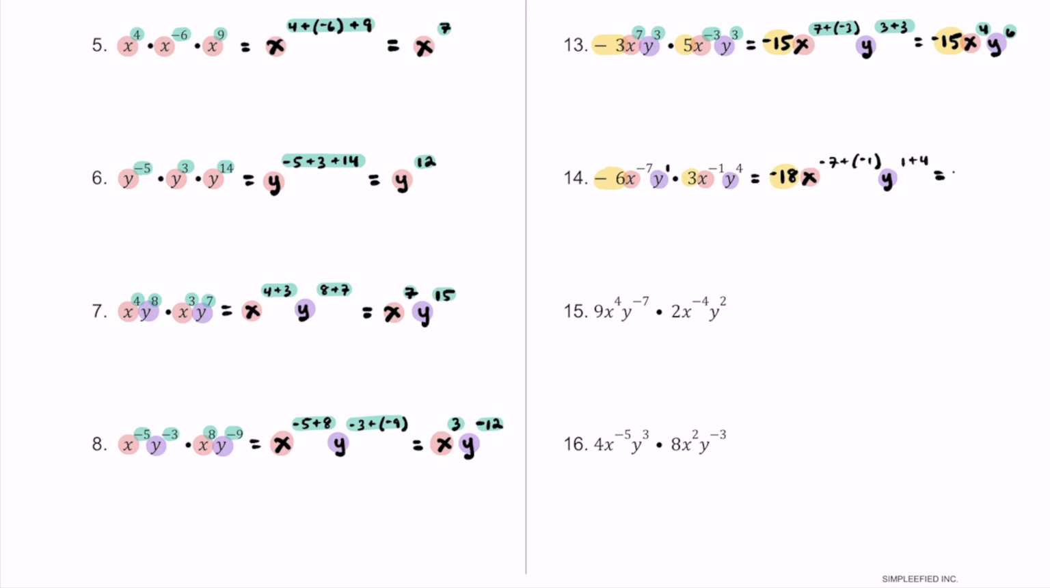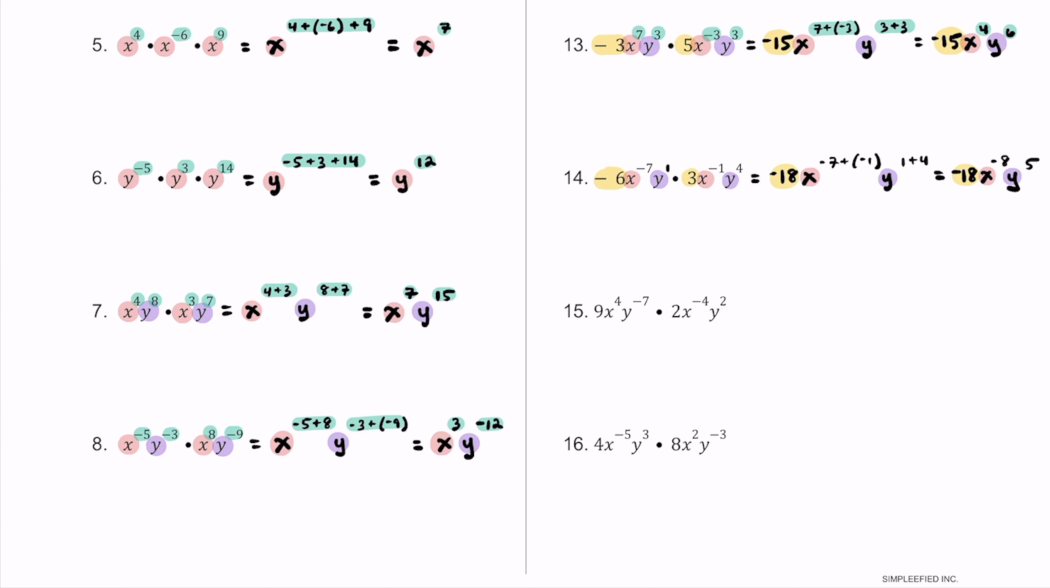Putting this all together, we're going to have negative 18 as our coefficient out in front. And then for our x's, let's go ahead and see what that's going to be. For our x's, we're going to have our base of x, and then let's go ahead and add their exponents together here. So negative 7 plus negative 1 is going to be negative 8. That's going to be the exponent right over here. And then moving on to our y's, we're going to have a base of y, and then let's go ahead and add those exponents. For the y's, it looks like we have 1 plus 4, and that's going to be 5.